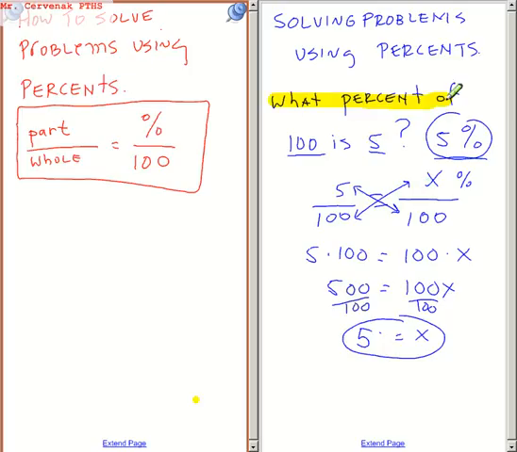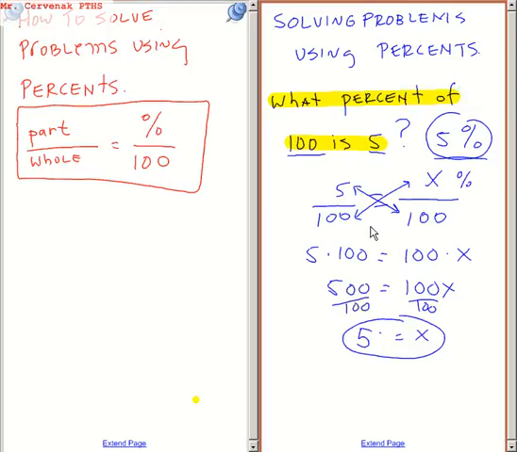So for example, what percent of 100 is 5? The secret here is to set up the proportion. Part is to whole as percent is to 100. We know for all proportions the cross products are equal. So 5 times 100 equals 100 times x. Multiply 5 times 100, divide by 100, x, our unknown, equals 5. So 5 is 5% of 100.